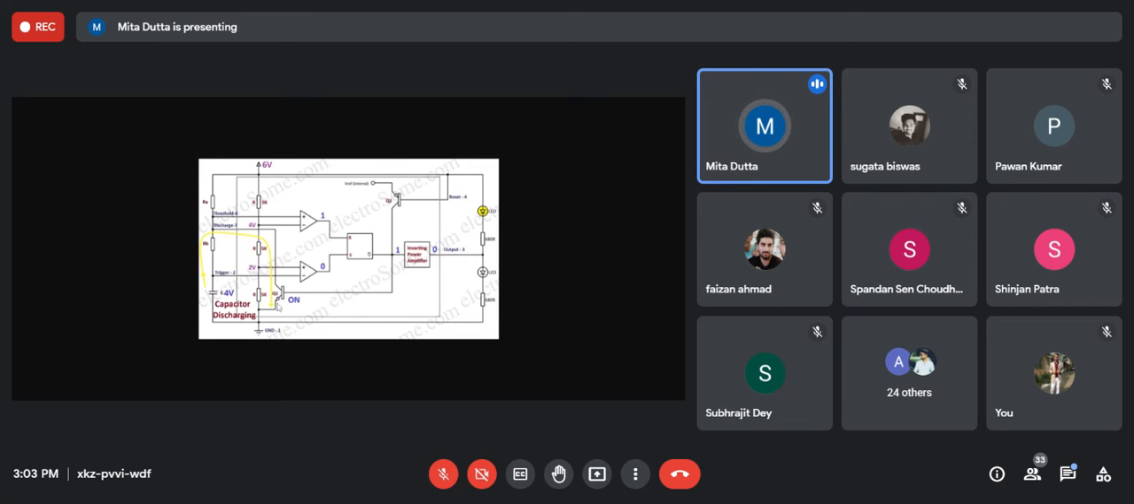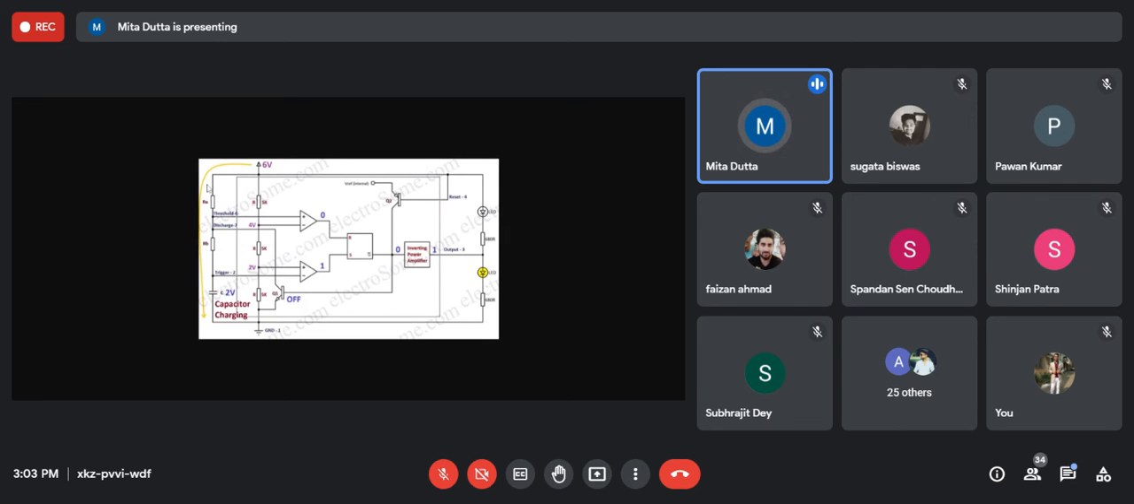the capacitor will be charging when the voltage across the capacitor is less than 2 volt, and the capacitor will discharge when the voltage across the capacitor is greater than 4 volt. That means when the voltage across the capacitor is less than 1/3 VCC, now VCC is 6 volt, 1/3 VCC is 2 volt, so the capacitor will be charging, and when the voltage across the capacitor is greater than 2/3 VCC, 2/3 VCC means 2 by 3 into 6, which is 4 volt, then the capacitor will discharge.